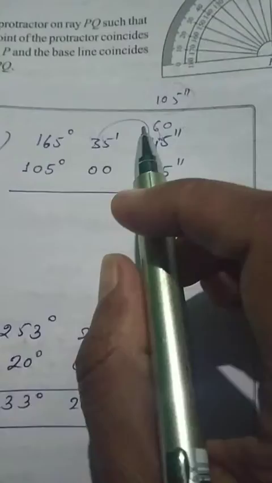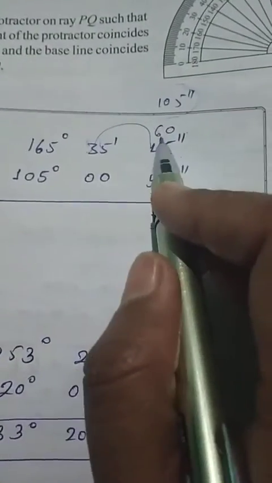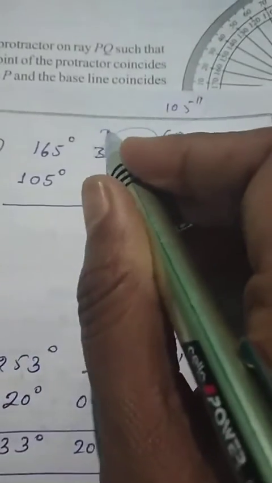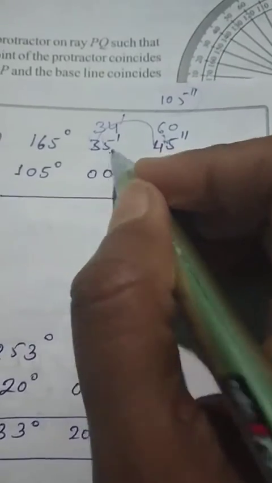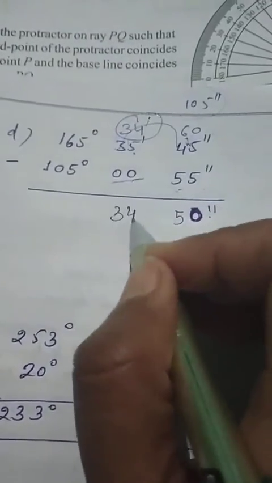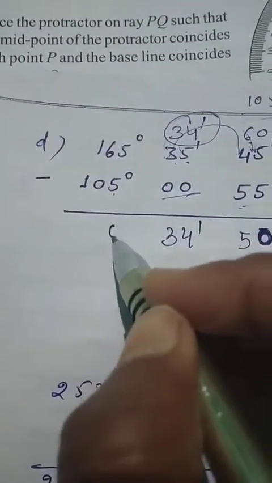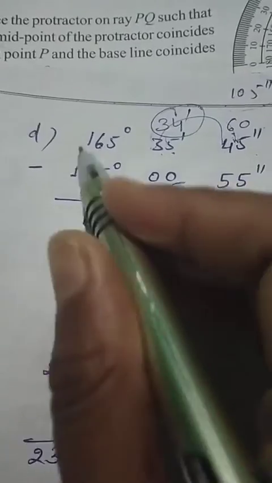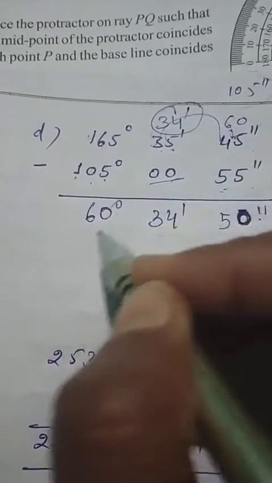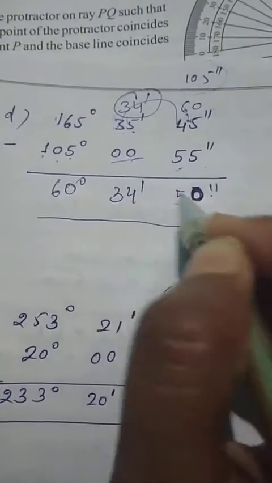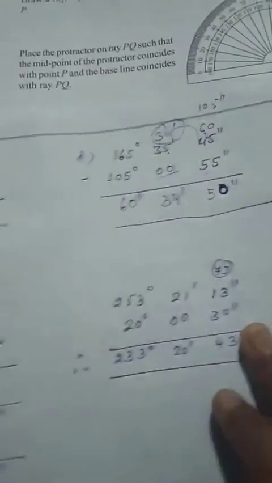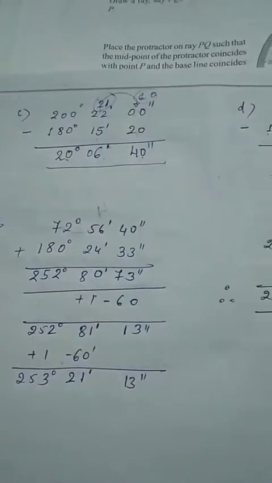Okay. Now here it has given 1 borrow to this. Now it will be 34 minutes. 1 less. 34 minutes. 34 minutes minus 0 is equal to 34 minutes only. And here you can subtract it easily. 5 minus 5, 0. 6 minus 0, 6. 1 minus 1, 0. 60 degrees. 60 degrees, 34 minutes and 50 seconds. Got it, students? This is the way you have to subtract.